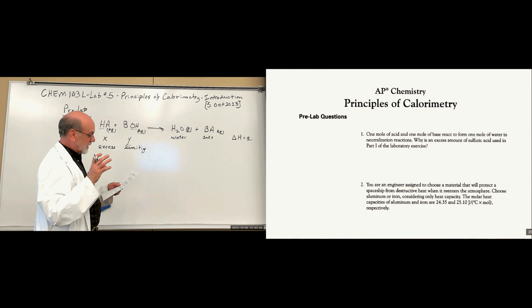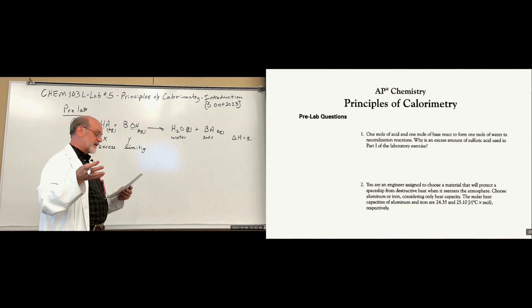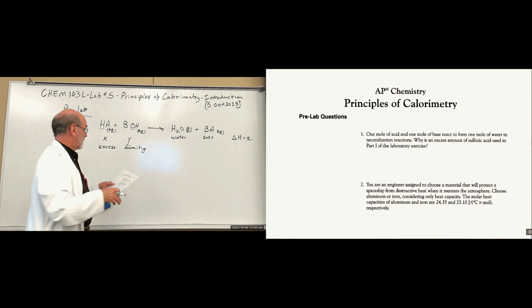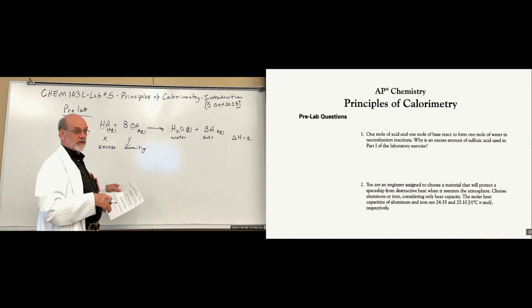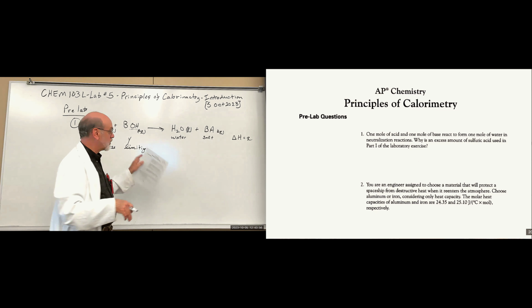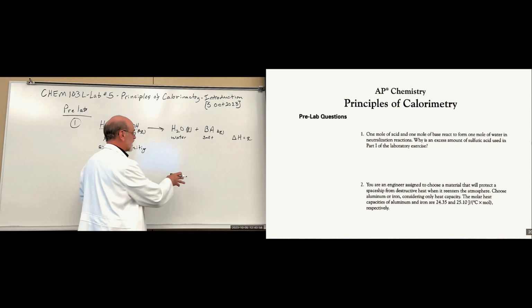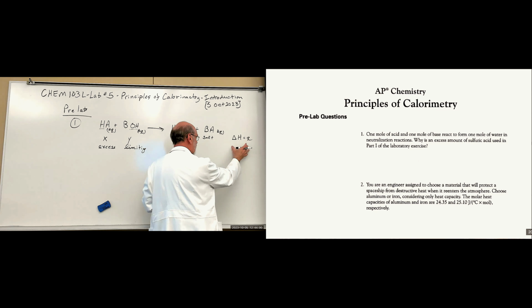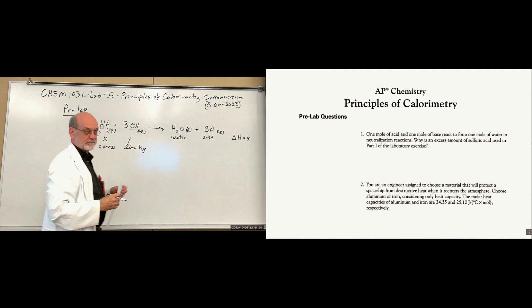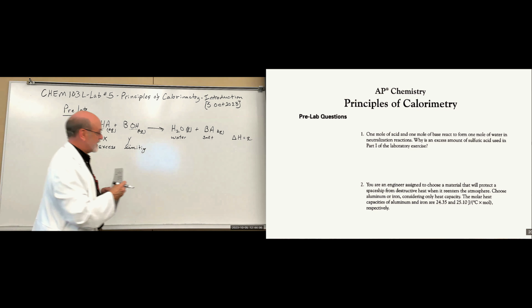Okay, so why then is an excess amount of sulfuric acid used in part one of the laboratory exercise? Well, so that we're absolutely certain that the reaction goes to completion. If it doesn't go to completion, then you can't say that it produced a certain amount of heat per mole of water generated. And that's what we're going to have here.